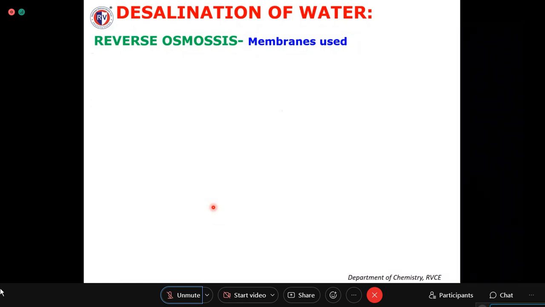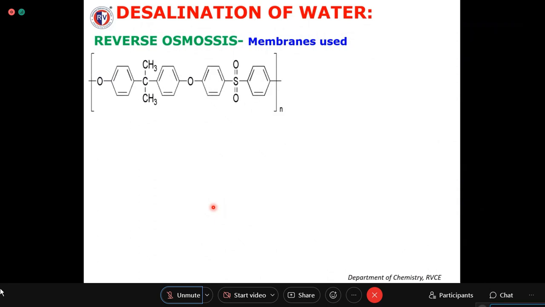Now, the reverse osmosis membranes commonly used here are polysulfone membranes. The polysulfone synthesis and all you are going to study in the polymer chapter, the last chapter. But for the time being, just remember the structure of this one. Usually the commonly used membrane in the reverse osmosis process is this polysulfone membrane. Why are you going to use this polysulfone membrane only? What are the advantages of using it? That we'll consider now.